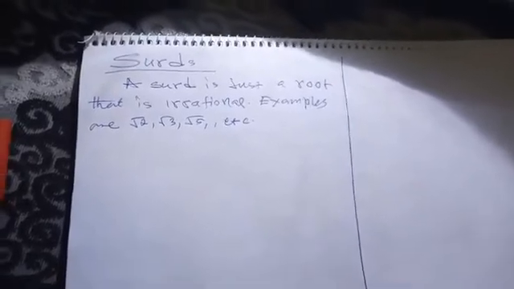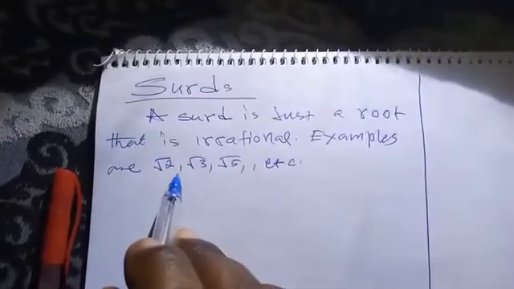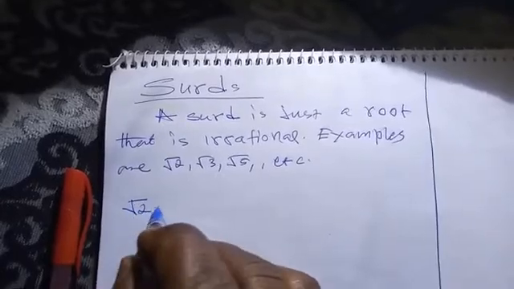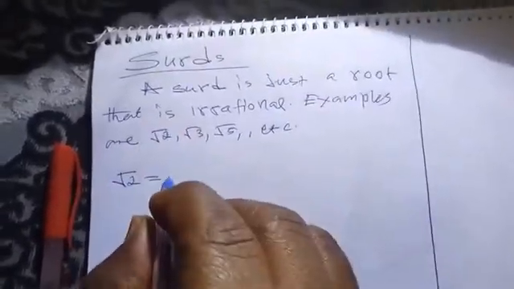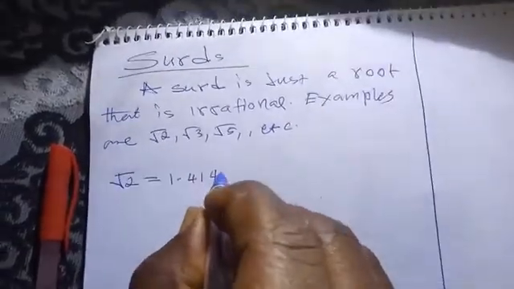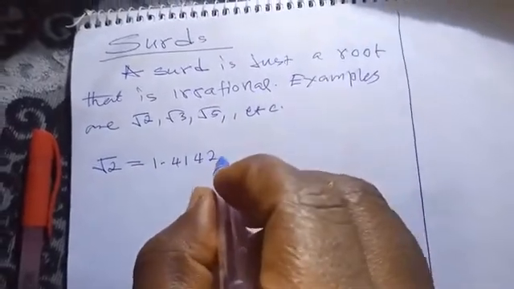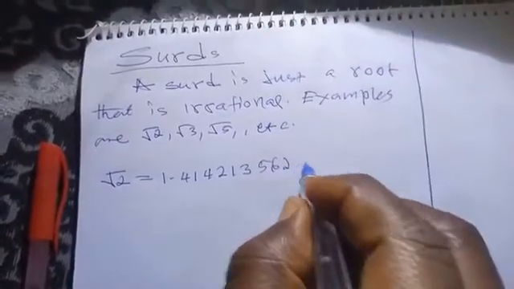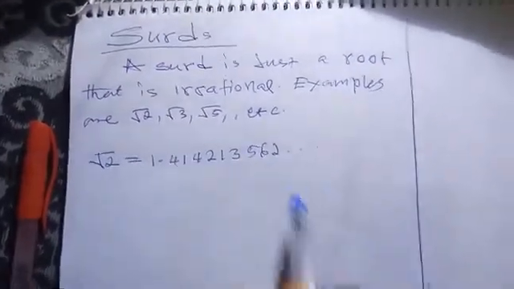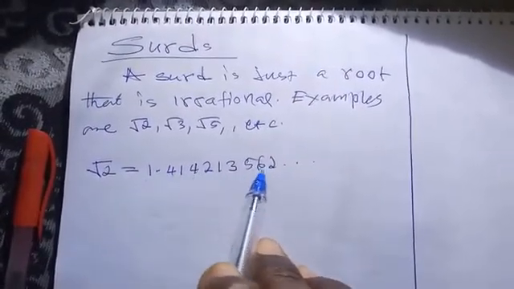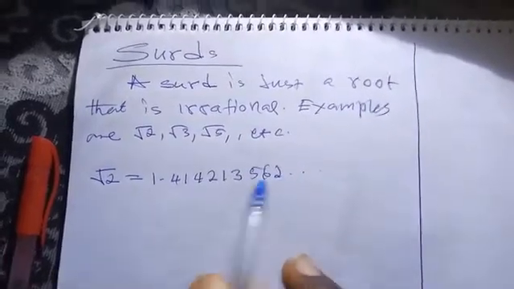We're going to see surds today. Examples of surds are these. If I write root 2, and you press your calculator, it is equal to 1.414213 and this continues. Mind you, it continues, though this is the highest the calculator can take: 10 digits. That's all, so the calculator stops here.